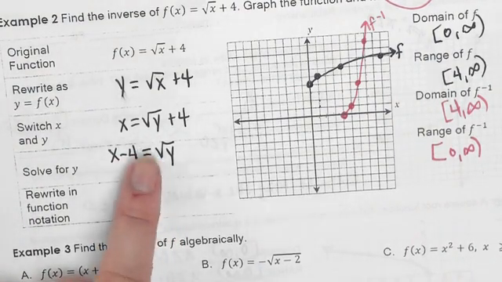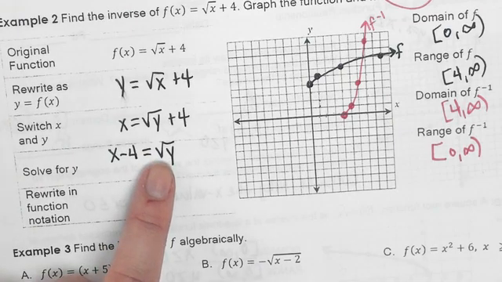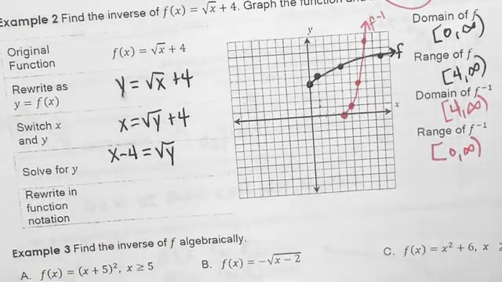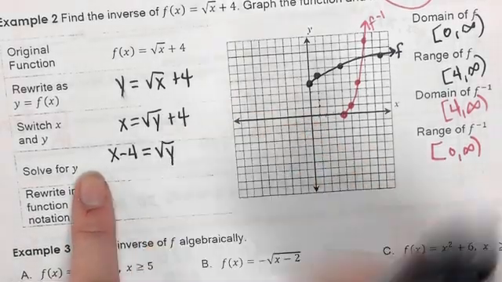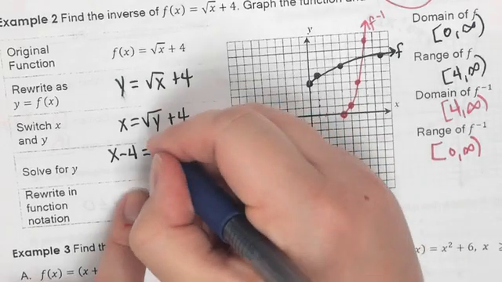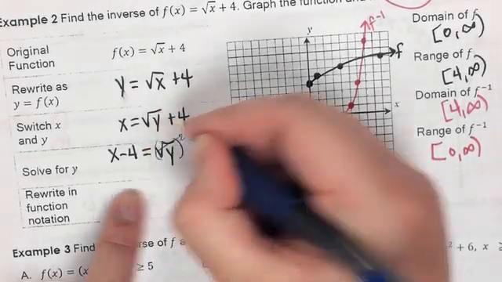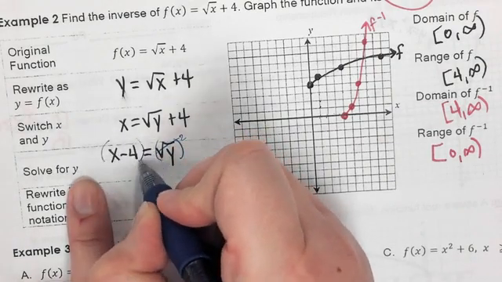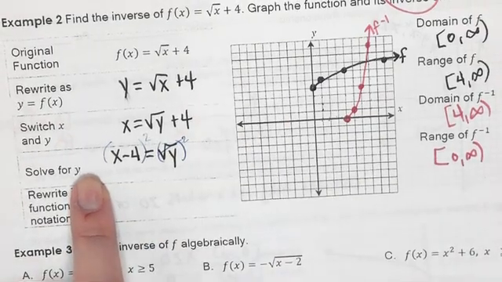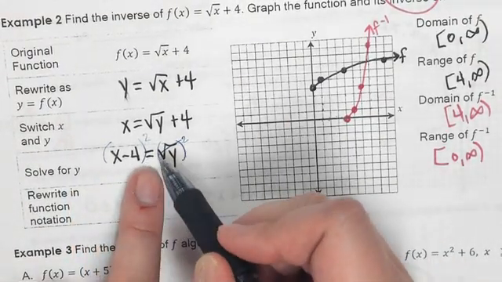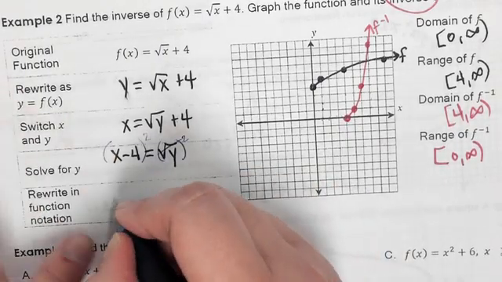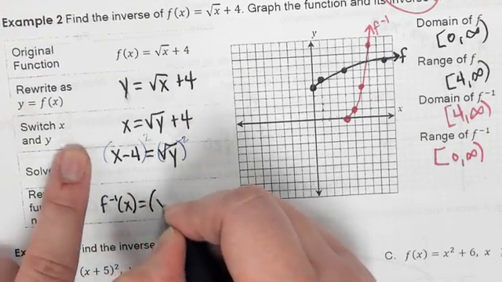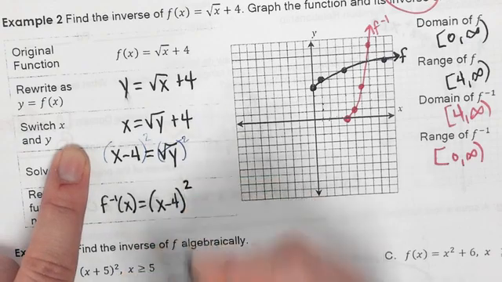Now I need to undo a square root. What undoes a square root? A squared, right? To the second power. So what I'm doing here is I would square both sides. That'll undo my square root. I take everything that's on the other side, I bundle it together and square it. That's how I undo my square root. So now I have f inverse x equals parentheses x minus 4 squared.